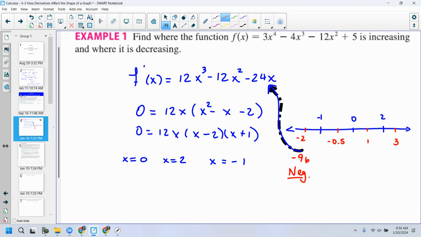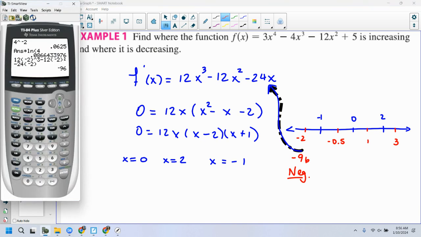Let's see what's happening in between -1 and 0. To do so, I'm going to plug in -0.5. I'm going to repeat this process here, but instead of -2, I'm going to say negative 0.5. And we have 12 times -0.5 cubed, minus 12 times -0.5 squared, minus 24 times -0.5. That's 7.5.